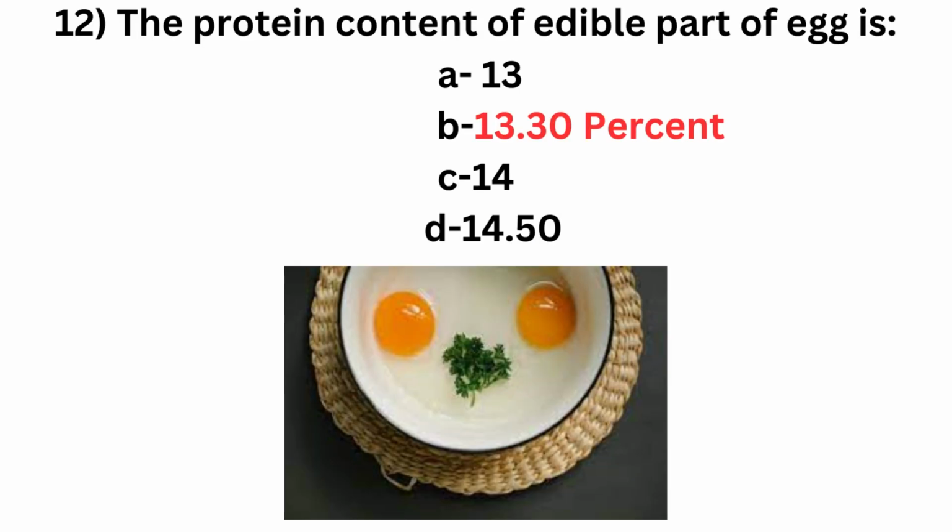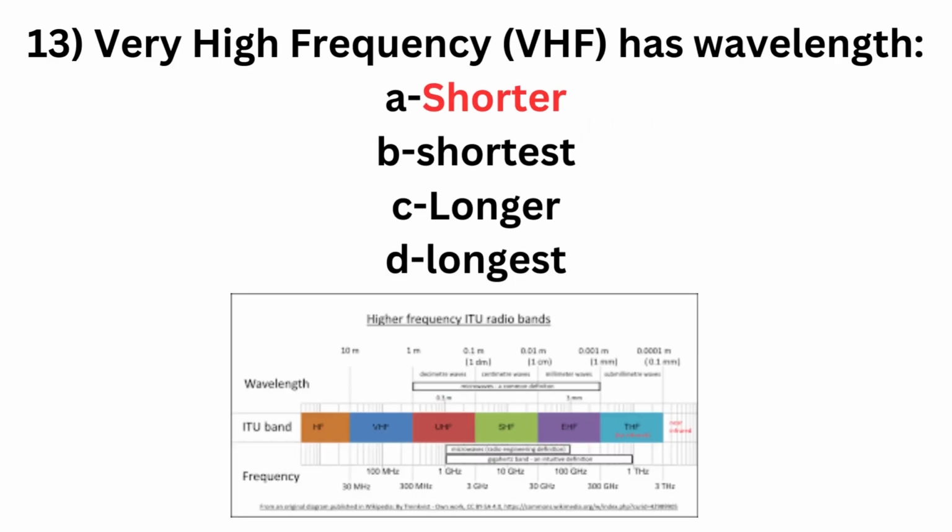And the protein content of edible part of egg, edible part means which is to be eaten, so that is 13.3%. And very high frequency VHF has wavelength shorter. So high frequency waves have shorter wavelength.